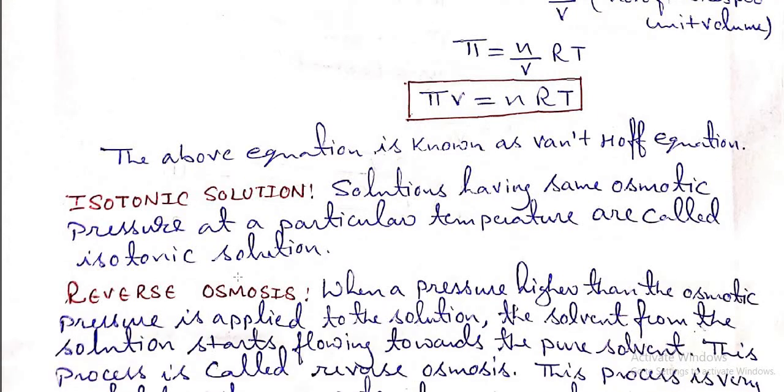Now there are two important terms whose definitions we need to understand. First, isotonic solutions. Isotonic solutions means solutions having the same osmotic pressure at a particular temperature. Say for example, if you have two solutions and their osmotic pressures are the same, then we can call such solutions isotonic solutions.